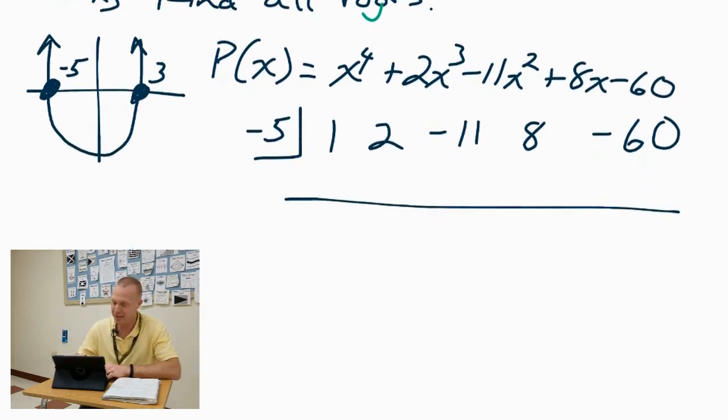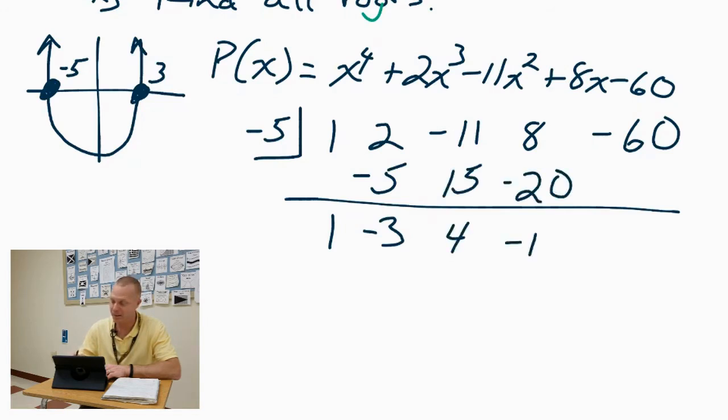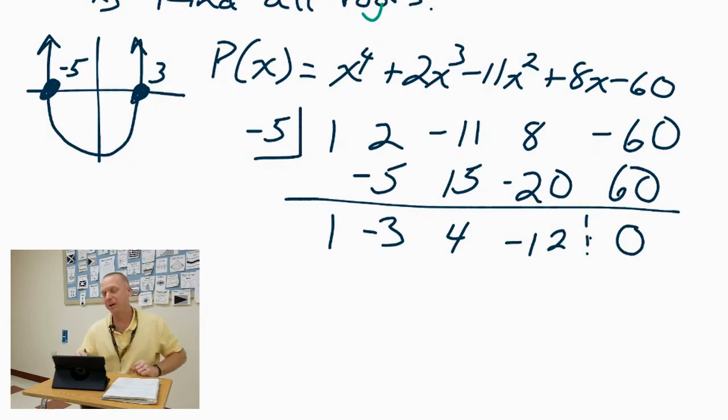Now, when you do the synthetic division, you drop down the 1 and you multiply, and you add, and you multiply, and you add. And you anticipate a remainder of 0. If you don't get a remainder of 0, it either means that you divided wrong, or maybe you picked a root that's not actually a root. So you can't go any further unless you get a remainder of 0.